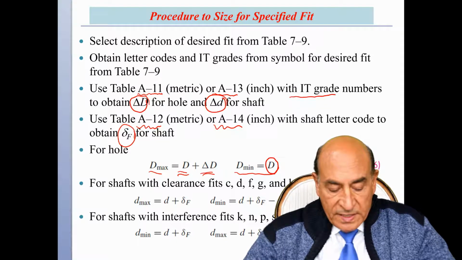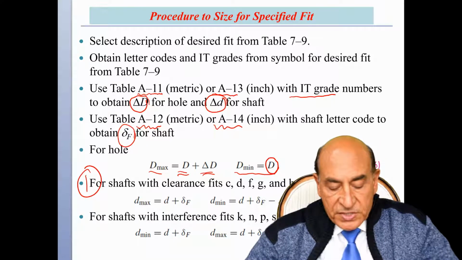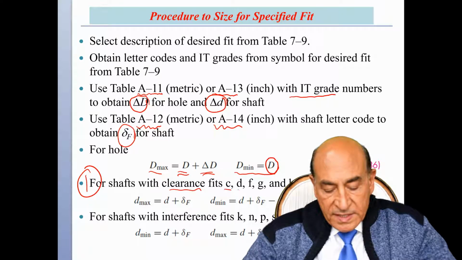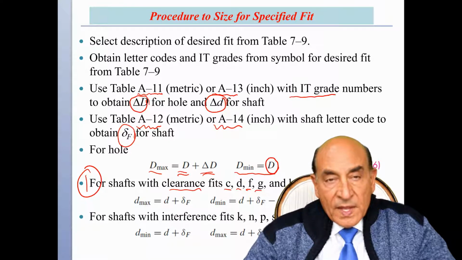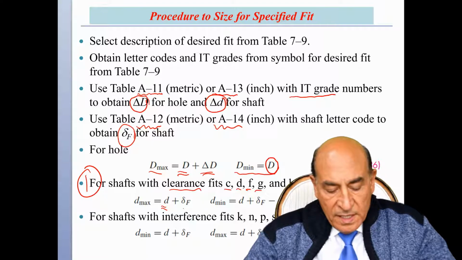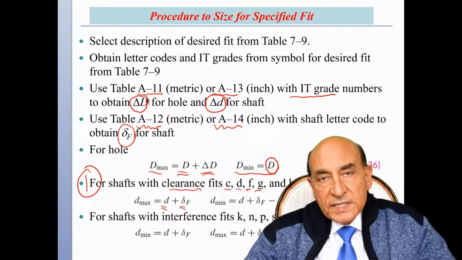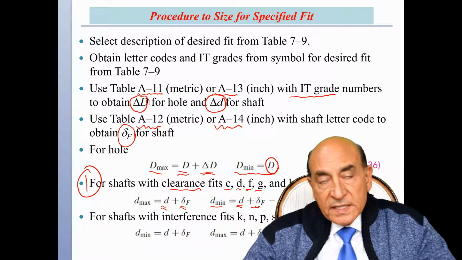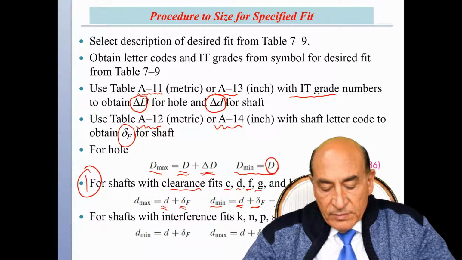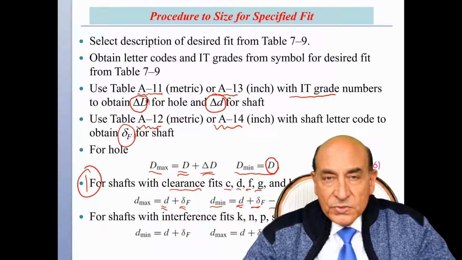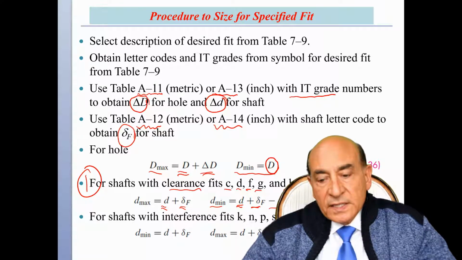Now we have 2 possibilities. Possibility number 1, for the shaft, if we have a clearance fit, then the letter code is C, D, F, G, and H. And the D max is the reference, lowercase d, plus delta fundamental, which is negative, and D min would be lowercase d, the reference, plus delta fundamental, which is negative, minus delta d, which is the tolerance for the shaft, which is also negative. So 2 negatives. So we rewind here twice in equation 7.37.